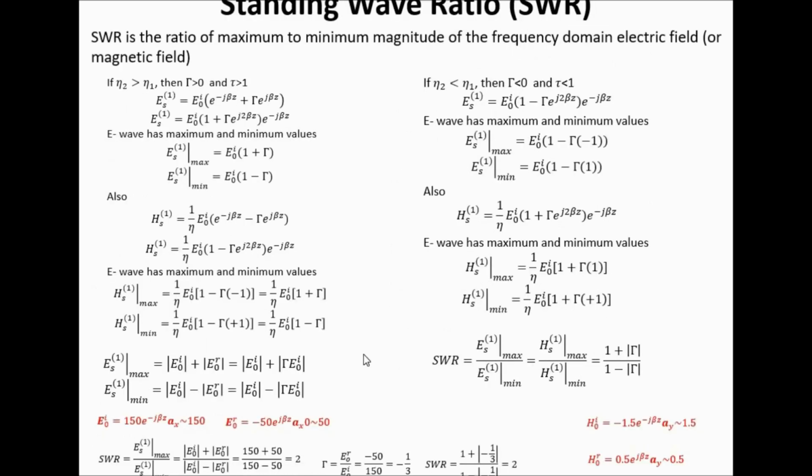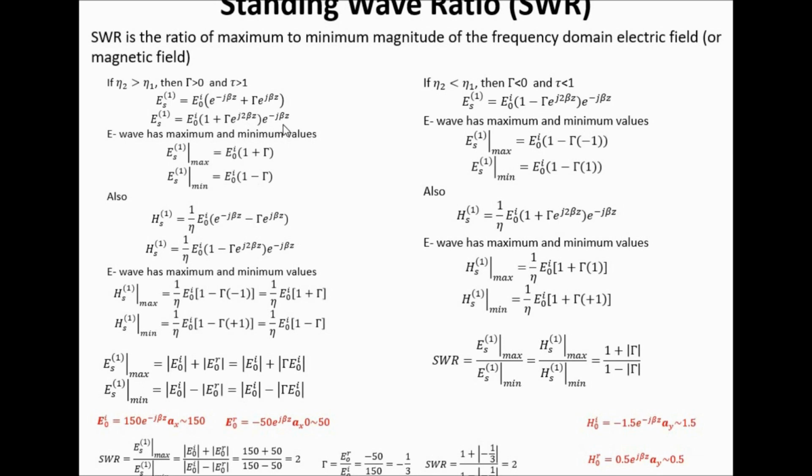So now the standing wave ratio, we need to find the standing wave ratio expression here. The standing wave ratio is the maximum to minimum magnitude of the frequency domain electric field or magnetic field. So you see ESI has an expression like this. So we can write E0I, then E to the minus j beta z plus gamma this. So the maximum electric field will be, so when will the field be maximum.